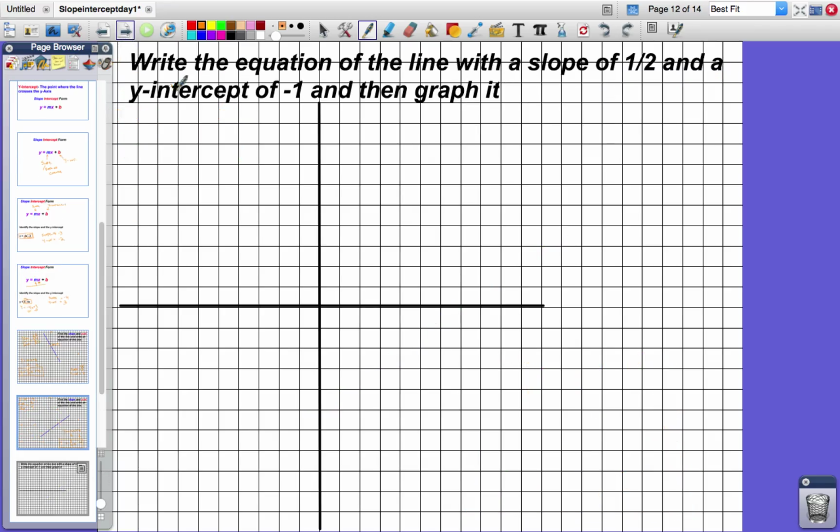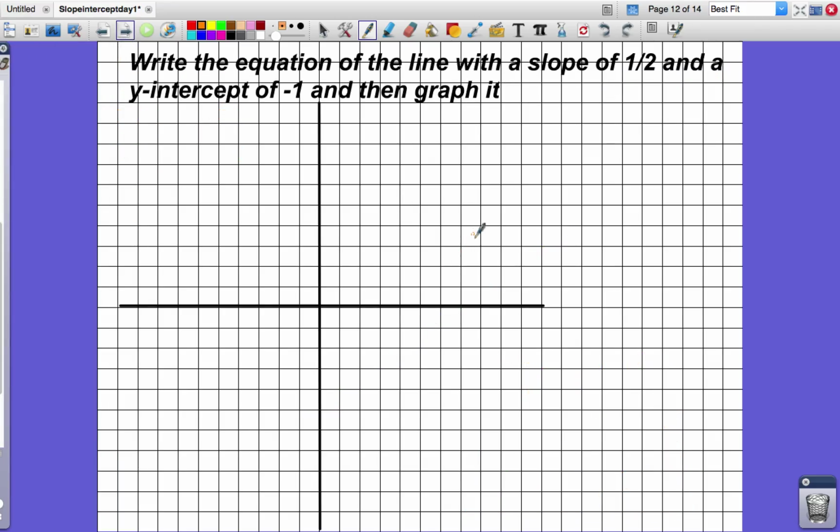Okay. Let's go over here. So what if I wanted to write the equation of the line with a slope of 1/2 and a y-intercept of -1, and I had to graph it? Okay, well now I have the equation of a line with a slope of 1/2 and the y-intercept of -1. So I want to write the equation first. Again, no tricks here. It's still going to be y equals mx plus b.